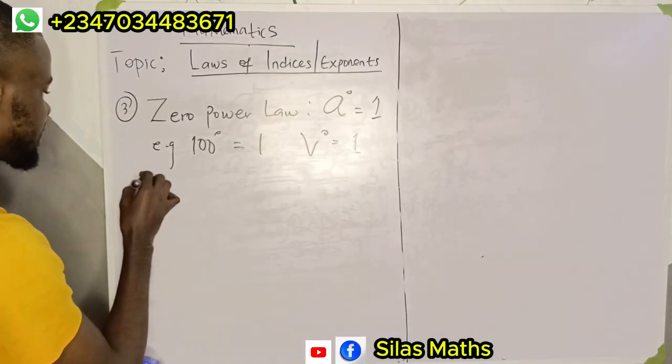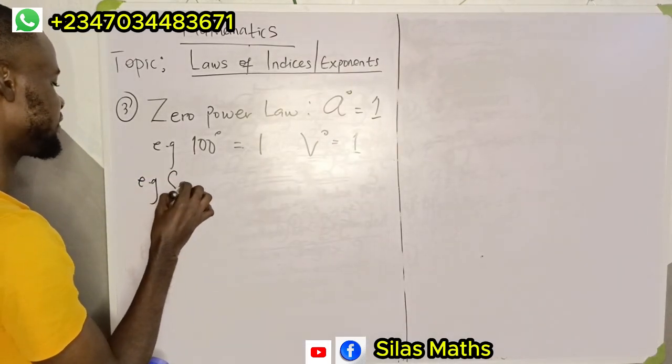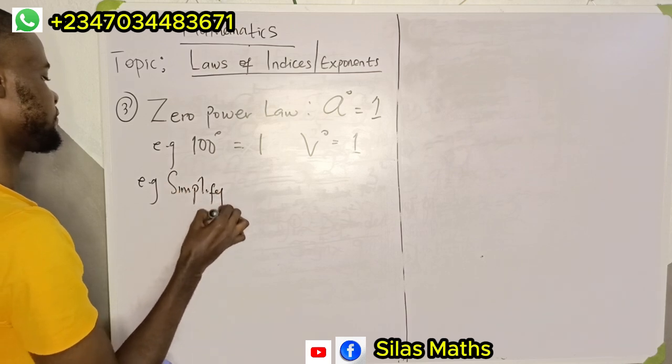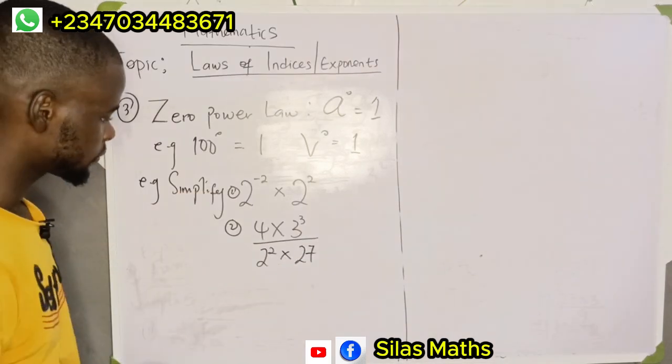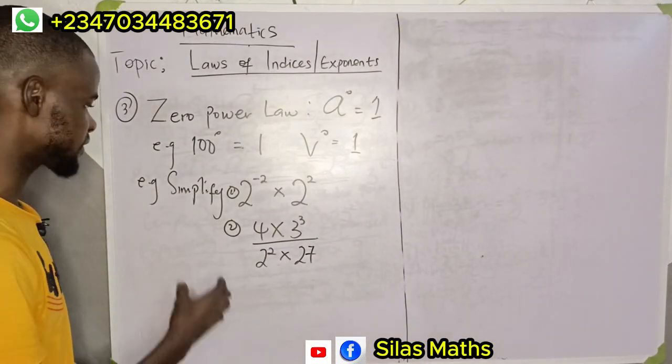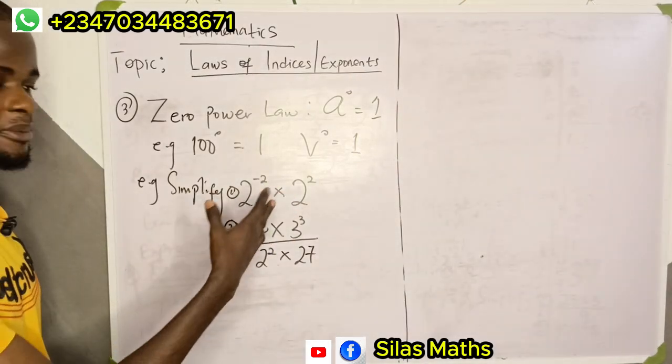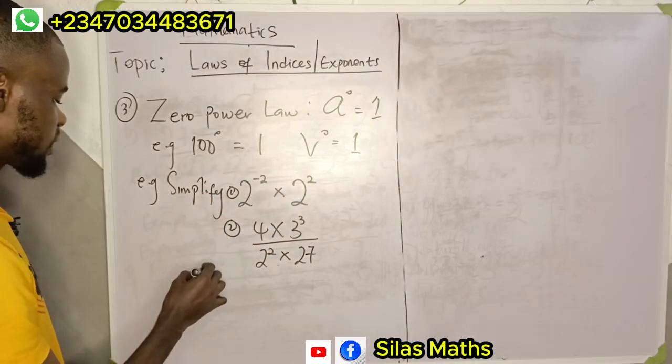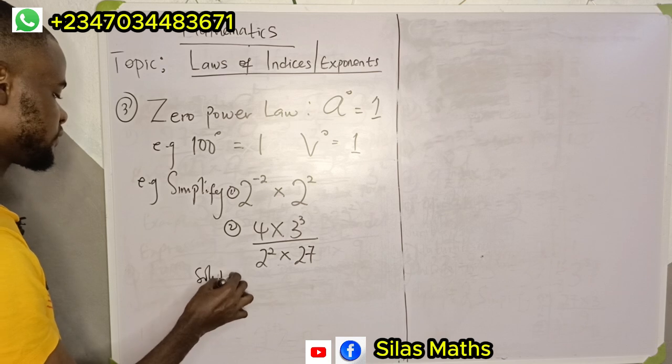All right. Let's take for example, simplify. Now, let's take a look at this example. Simplify this. Let's simplify these two questions. The first one we have here is this. Number 1, solution.